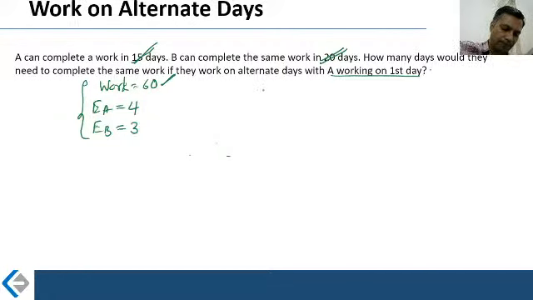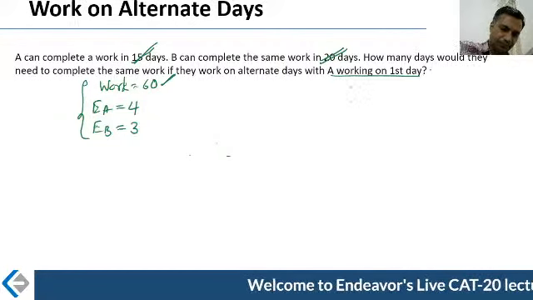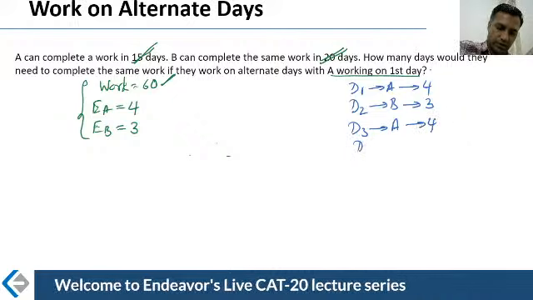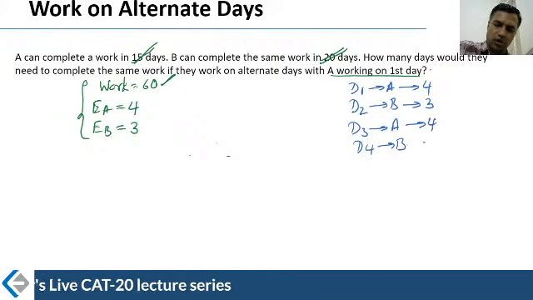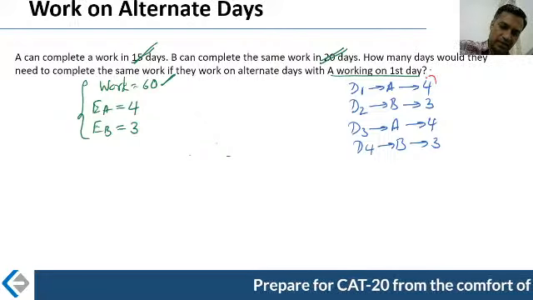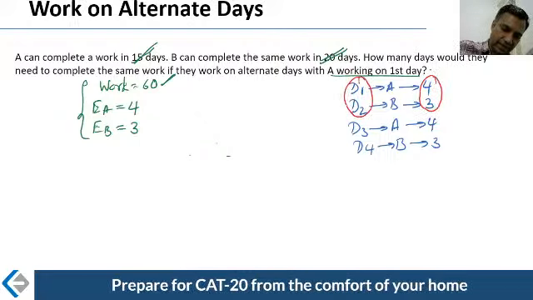So day 1, A comes to work and accomplishes 4 units. Day 2, B reports to work, he contributes 3. Day 3, A comes to work, contribution 4 units. Day 4, B reports to work, contribution 3 units. Now you know that there is a cycle here. In a pair of days, it's going to be 7 units, 7, 7, 7, and so on.